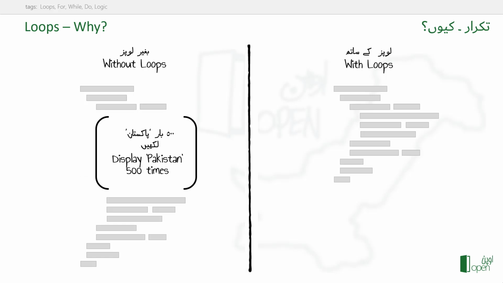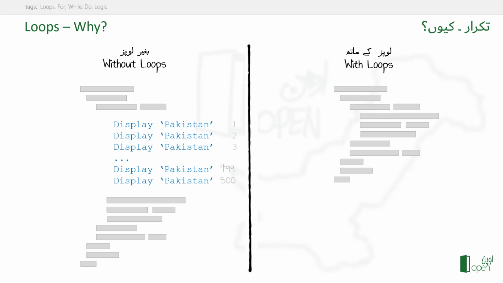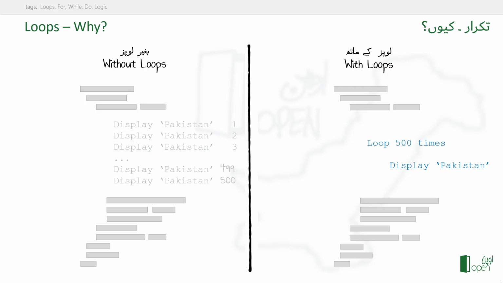In the first instance, the term Pakistan needs to be programmatically displayed 500 times. You can achieve this by using a display statement in your program 500 times. This is not an optimal approach. The same result can be achieved by typing the display statement one time inside a loop that executes 500 times. This approach is far more practical and optimal.